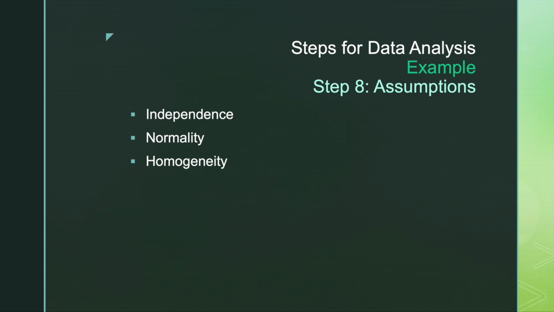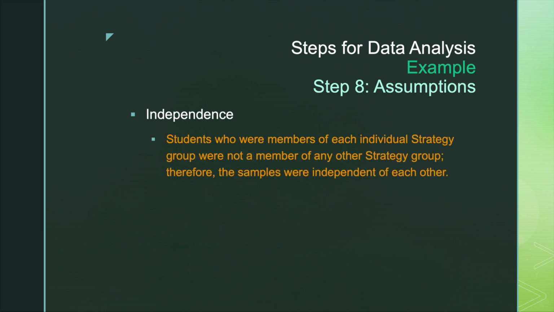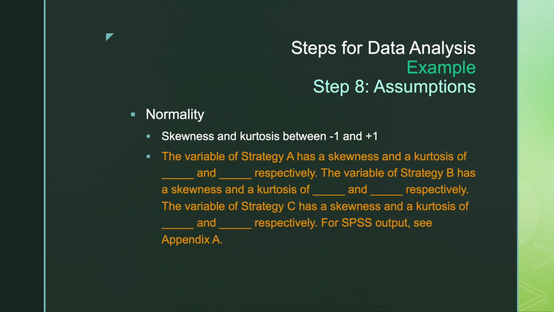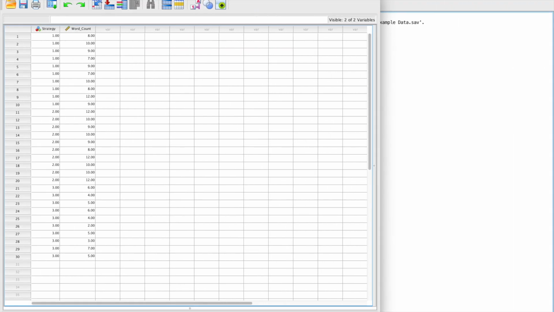There are 3 assumptions, which are the same 3 assumptions for the t-test. We have independence, normality, and homogeneity. So for independence, we just basically make a statement saying that members of each individual strategy group were never a member of the other strategy group, so we know that the samples are independent of each other. For normality, we need to check the skewness and kurtosis, and then we basically fill in the blank here. So let's actually go about and get that in SPSS.